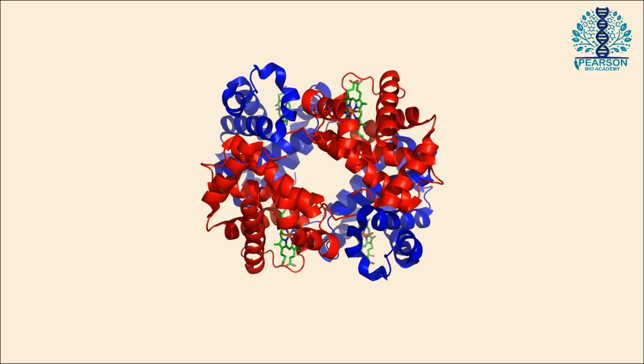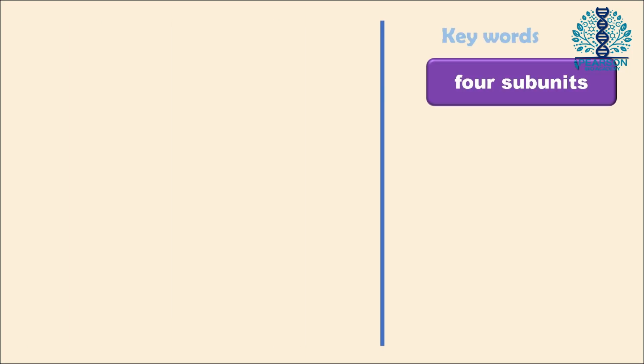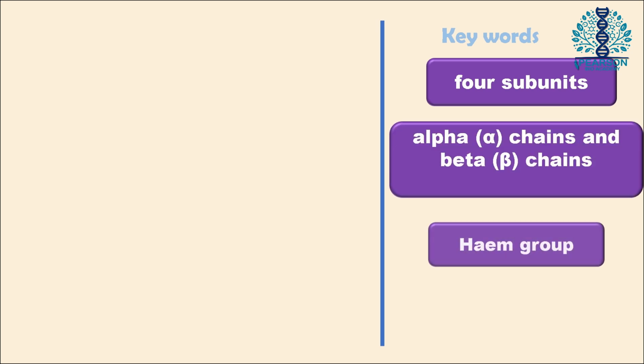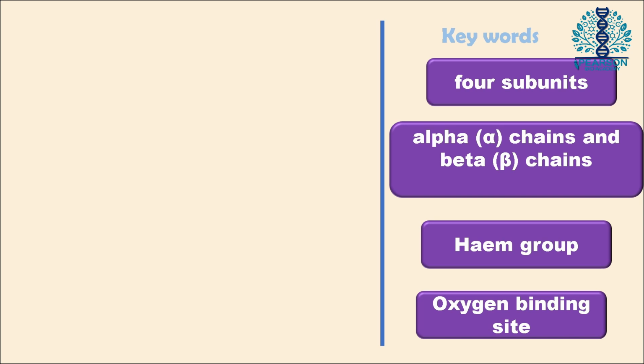Here is a simple model of hemoglobin molecule, which is a quaternary structure, and it consists of 2 alpha subunits and 2 beta subunits. Furthermore, they contain a heme group in each subunit, which binds to the oxygen molecule. Now let's write the answer using keywords. Keywords are: 4 subunits, alpha chains and beta chains, heme group, oxygen binding site.